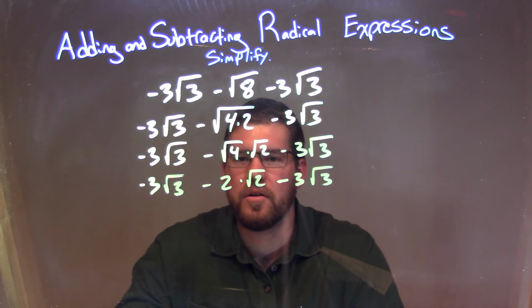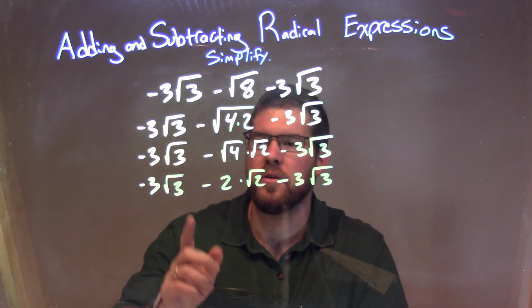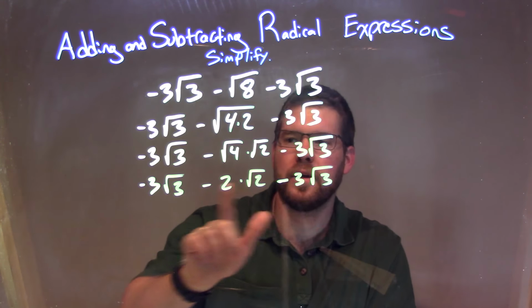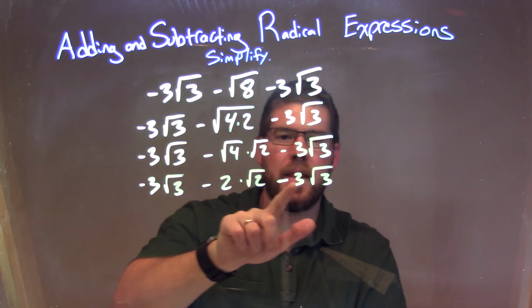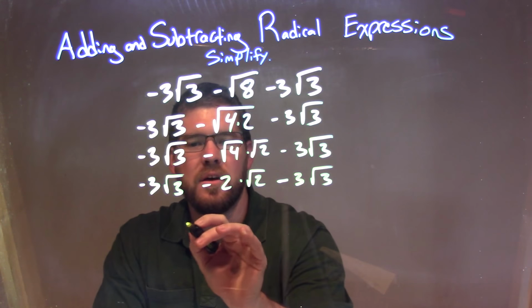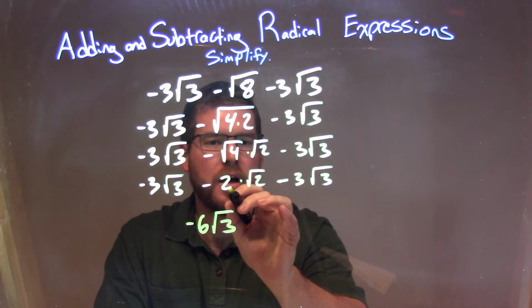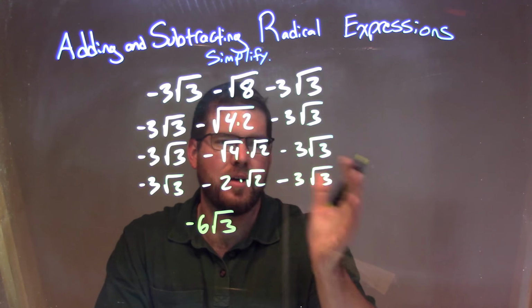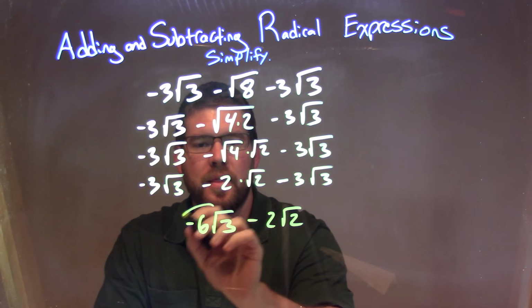Okay. So now I have to combine my square roots that are the same. The two square roots that are the same are the square roots of 3's, and so I can combine those by looking at the numbers out front. -3 and then a -3 right there. So -3 and the -3 is a -6. So we have -6 square root of 3. But then the 2 square root of 2 has nothing else I can combine it to, so it's by itself. So we have -2 times the square root of 2, and there we go.